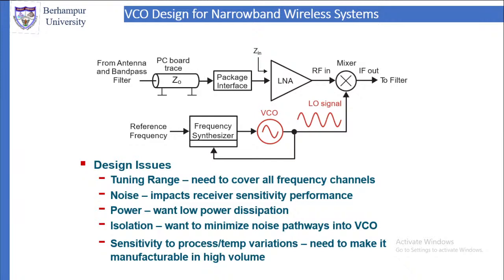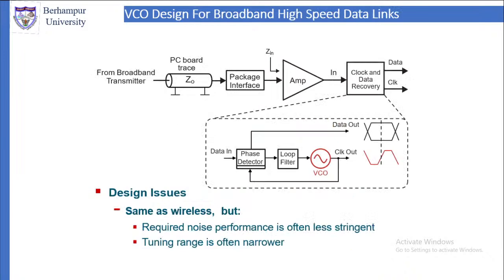Isolation: it should be isolated from other circuits, otherwise its performance will be affected. So you want to minimize the noise pathway into the VCO, because the noise comes from the other circuits. Then it should be less sensitive to process or temperature variations. It should be more stable with respect to process or temperature variation. That will make it manufacturable in high volume. Otherwise, if it is very sensitive, then high volume manufacturing will not be possible.